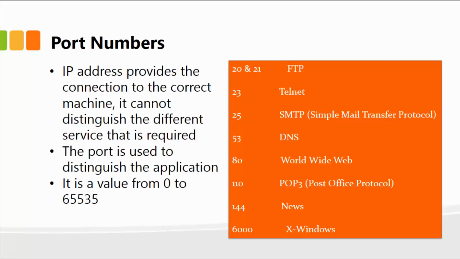Port 53 is DNS, the Domain Name Service. Port 80 is the World Wide Web. So when you're browsing the internet, for example, using your browser, we use port 80. So all data essentially is routed through port 80. Similarly, port 110 is your Post Office Protocol, POP3. Port 144 is your news, and port 6000 is X Windows, and so on. But these are the common ones that you'll come across.